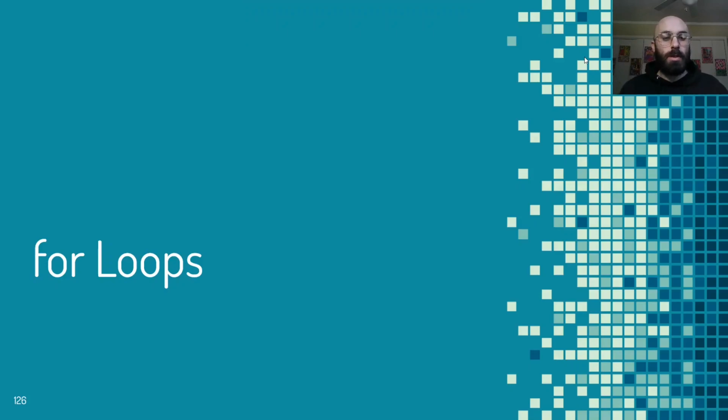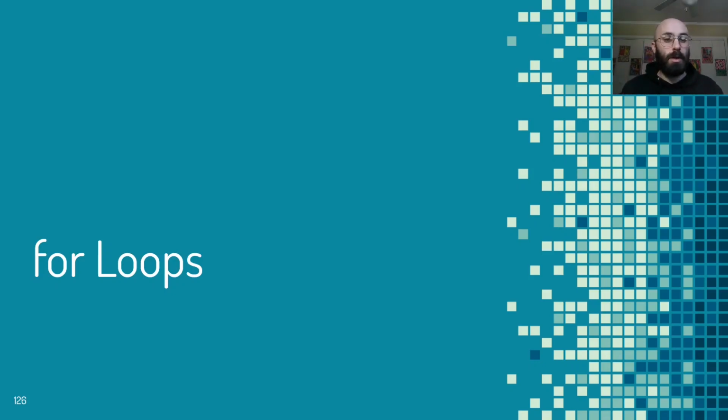In this video, we're going to talk about for loops. For loops are a special type of control structure in most programming languages. And if you remember, a control structure is something that changes the default flow through a program. The first type of control structure that we took a look at were if statements.